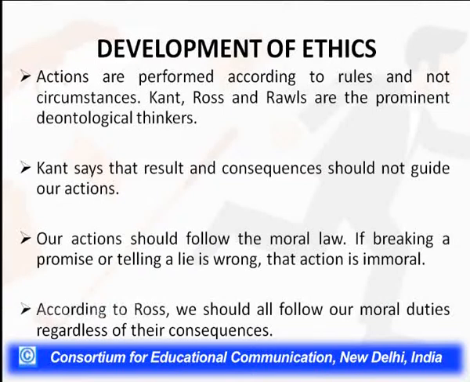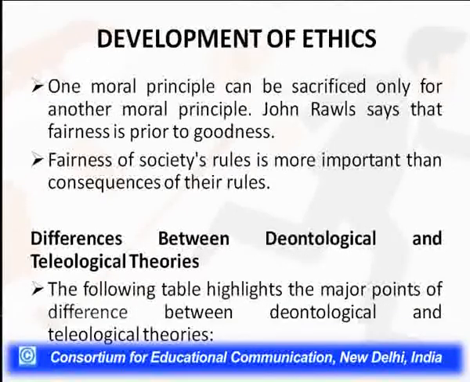So with these words, I move on to the Kant theory. Kant says that the results and the consequences should not guide our actions. What guides us is the means, which guides us to move forward in a particular direction rather than the consequences. Our actions should follow the moral law. If breaking a promise or telling a lie is wrong, the action is immoral. And of course, according to Ross, we should all follow our moral duties regardless of the consequences.